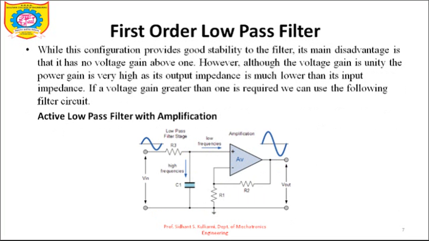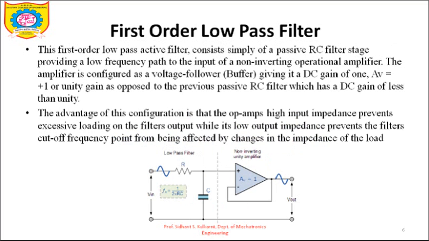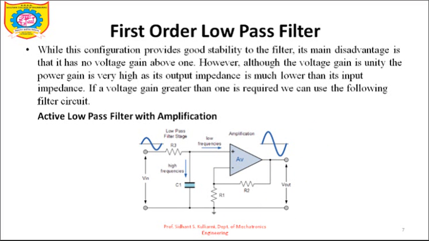Then, while this configuration provides good stability to the filter, the main disadvantage is that it has no voltage gain above 1. In the earlier circuit which you have gone through, the output voltage is directly connected to the input, and we understood that the gain of the op-amp is 1. Now, I want a variable gain. In that case I can simply connect two resistances, just like the case we did in the previous topics, let's say the peak detector or Schmitt trigger or comparator even.